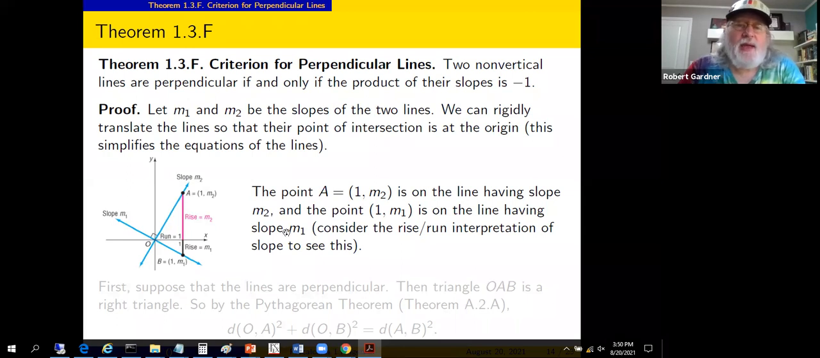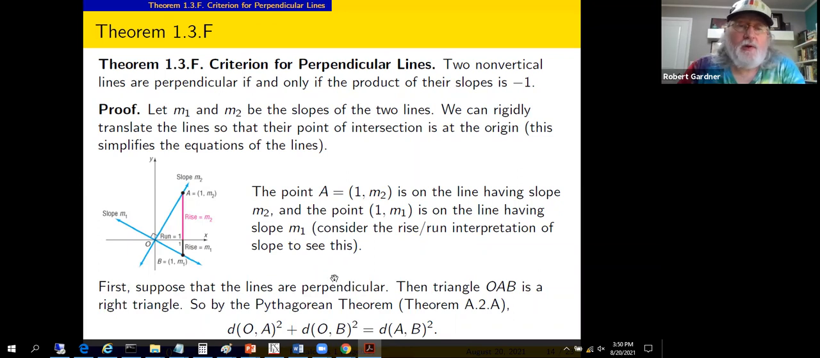All right. Pythagorean theorem is going to play a role, and we're going to show that if these two lines have slopes whose product is -1, then this is a right angle. And then we're going to show if this is a right angle, then these two lines have slopes whose product is -1. If product is -1, then right angle. If right angle, then product is -1. Right? The logic goes in two different directions.